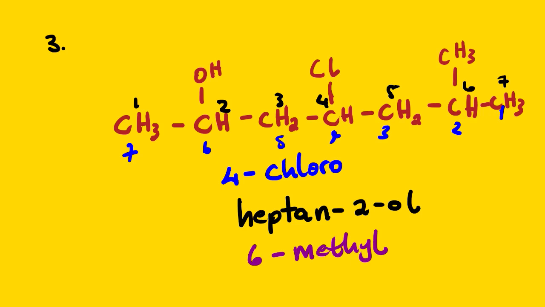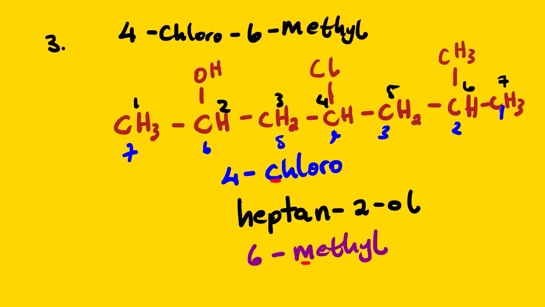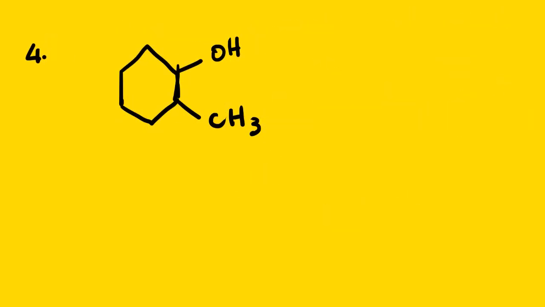And then we have to combine these names, but remember that we need to follow alphabetical order. So we look at C and M, definitely C will come first. So we have 4-chloro-6-methyl, then it's one with hepta, 2-ol. So this is the IUPAC name for this particular compound.